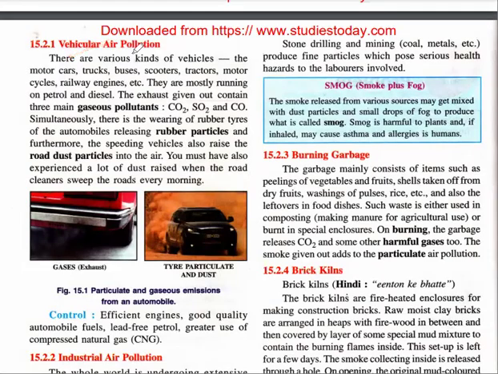Then we have vehicular air pollution. There are various kinds of vehicles: motor cars, trucks, buses, scooters, tractors, motorcycles, railway engines, etc. Most of them run on petrol and diesel. Therefore, the exhaust gives out a lot of gaseous pollutants like CO2, SO2, and CO: carbon dioxide, sulfur dioxide, and carbon monoxide. Simultaneously, there is wearing of rubber tires of automobiles, releasing rubber particles, and furthermore, speeding vehicles also raise the road dust particles into the air. You must have also experienced a lot of dust when the road cleaners sweep the road every morning.